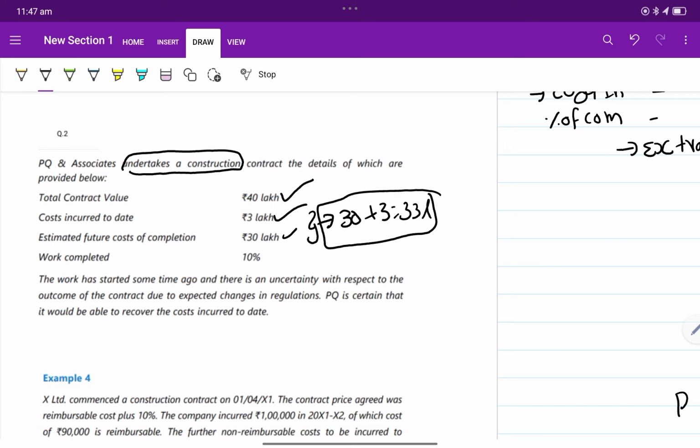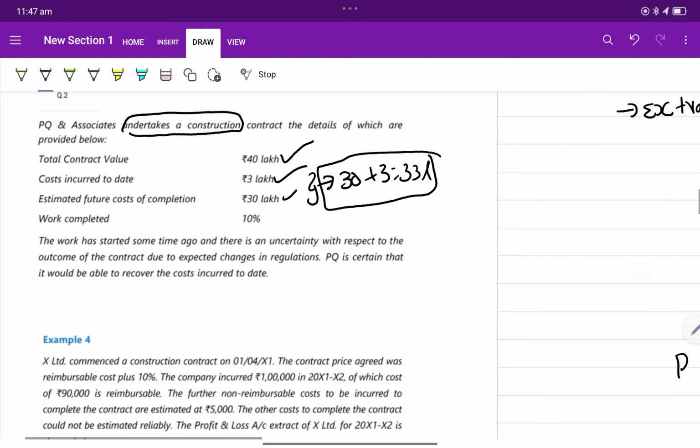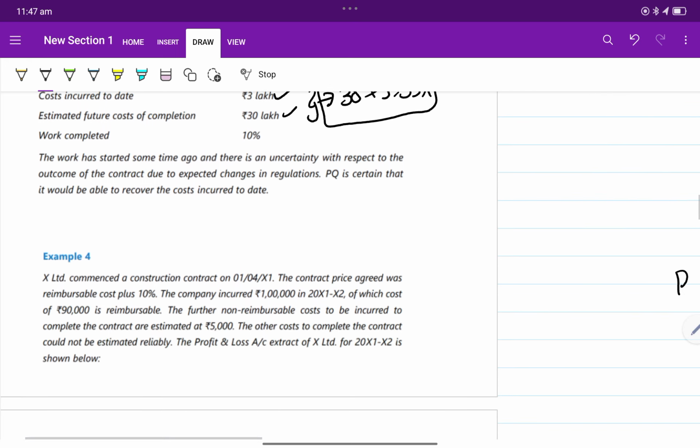So work completed as of now is 10%. Maybe they used the surveyor method or physical proportion method, Nana. In the question, if they give directly how much work is completed, you should take it as given in the question. However, if they don't give it, you need to calculate by using percentage of cost. What is cost incurred till the date divided by cost incurred till the date plus future estimated cost? If you go that way, you will get 11%, but in the question they have given 10%. You should consider the 10% only.